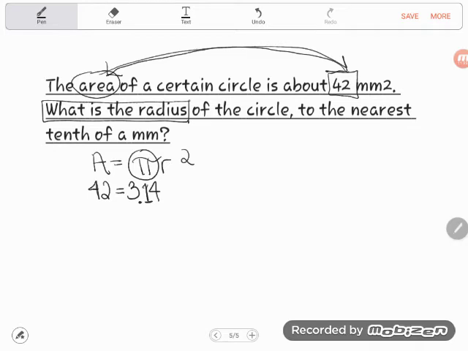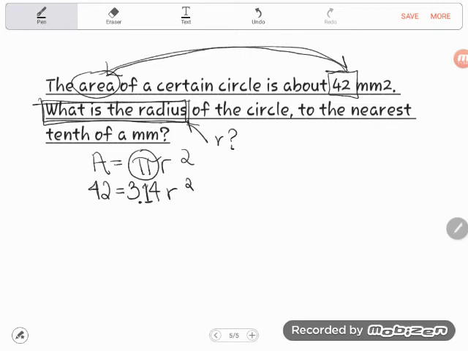Okay, so 3.14. And then now, I don't know what r is. See how this says, what is the radius? This is my mystery. In algebra, when we don't know something, that's when we use a letter. So I'm going to use r, and it's going to be squared. All right, so this is an equation that I need to solve. R here is not alone. I need to work to get him alone.